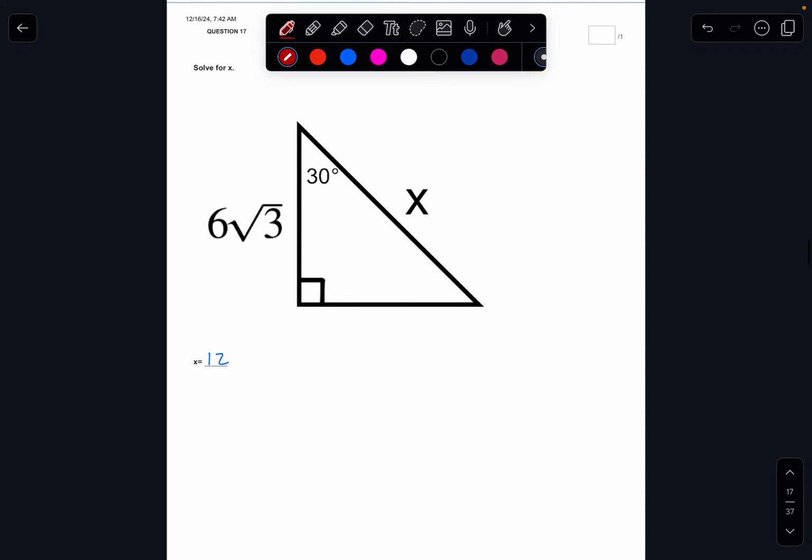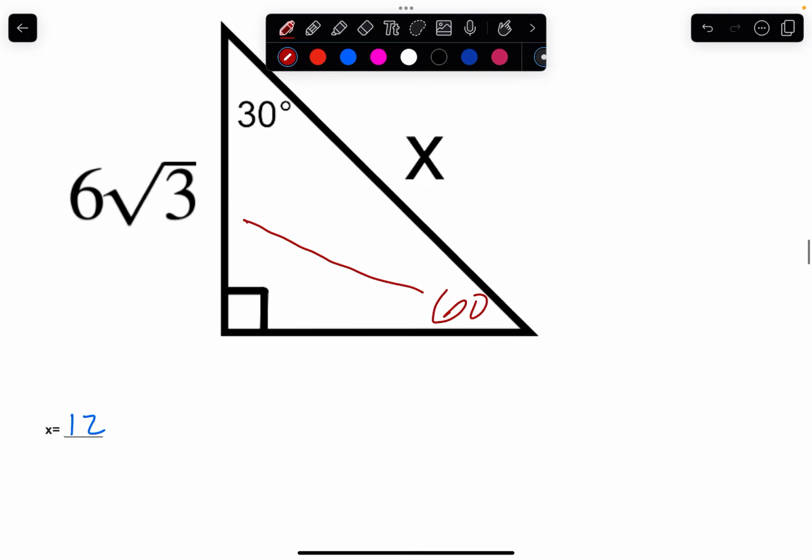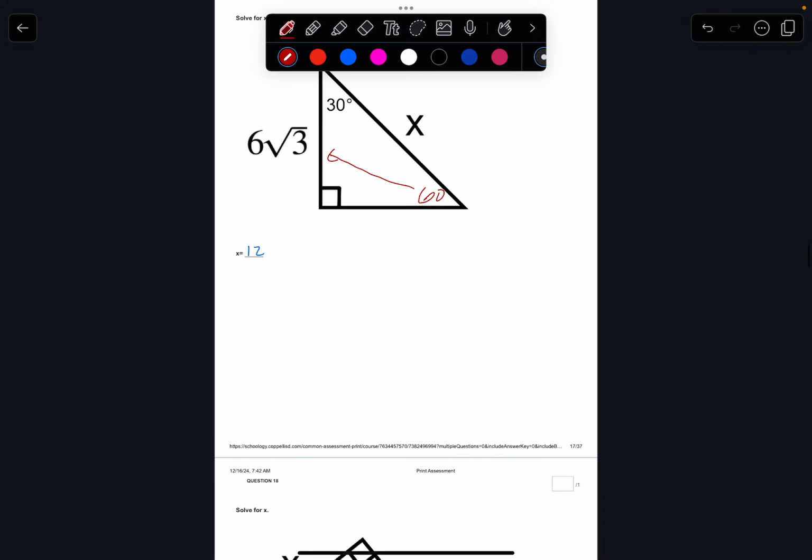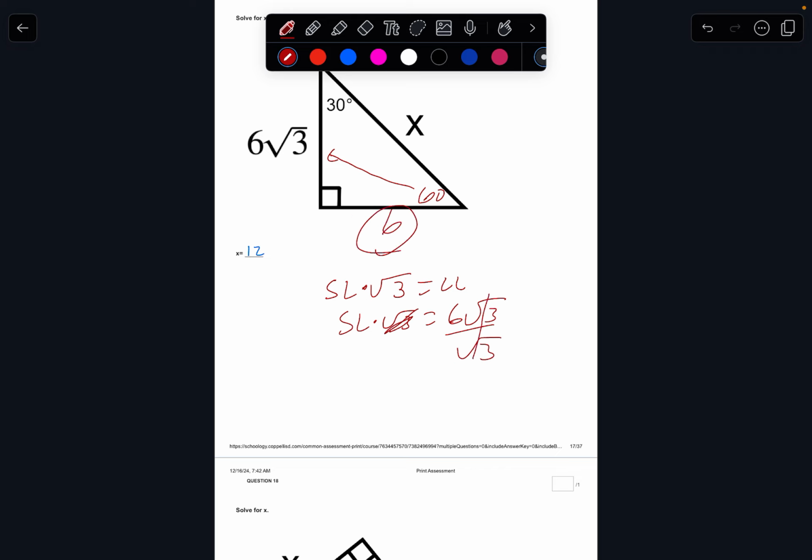Perfect. All right, 30, 60, 90 rules. We have the long leg. So what do we know? We know that the short leg times root 3 equals the long leg. So the short leg times root 3 equals 6 root 3 on this question. If you have the long leg, how do you undo times root 3? You divide off the root 3, leaving you with 6.